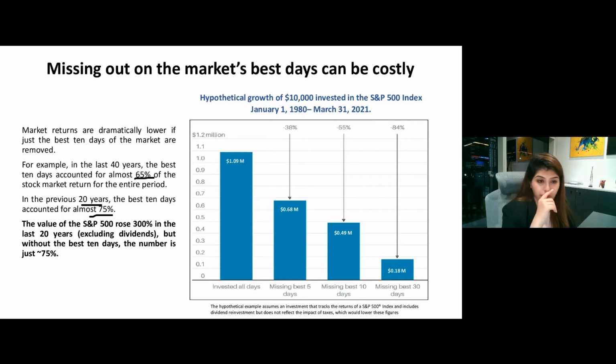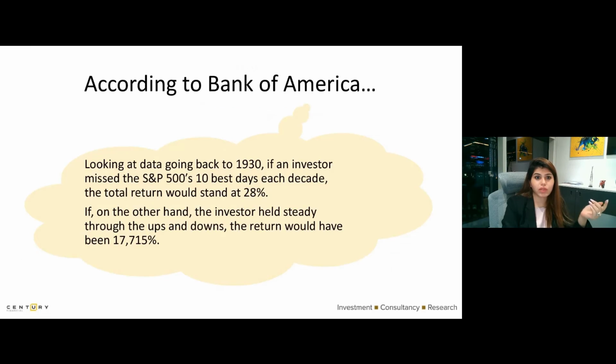So again, if you can see, the value of SPX 500 rose almost 300% in the last 20 years. But if I were to just include those best 10 days, the number drops to 75%. So it's a huge proportion, if you could realize the significance of the same.